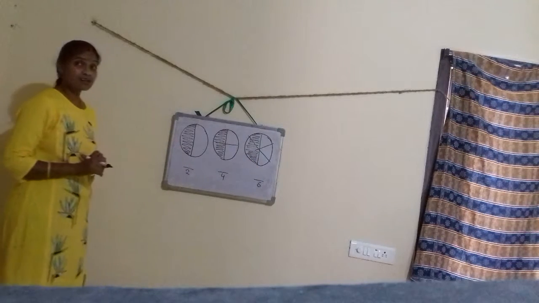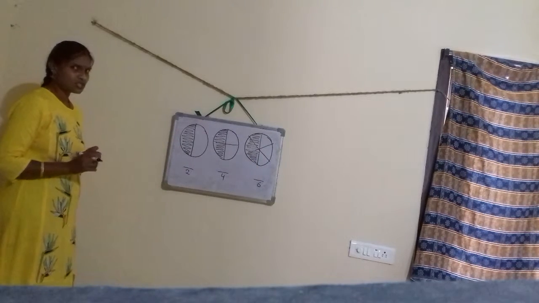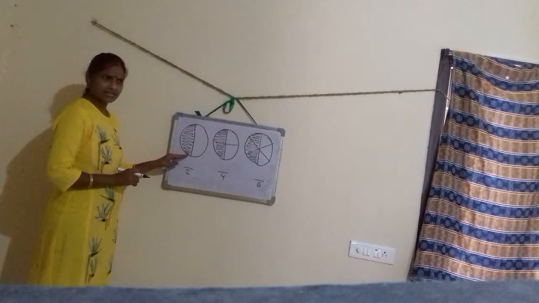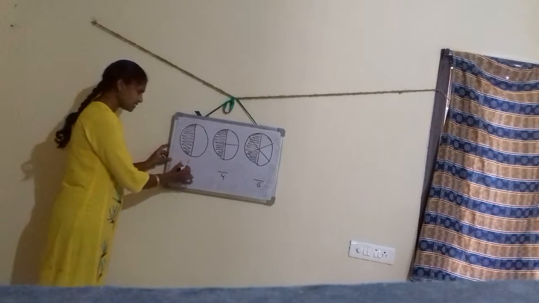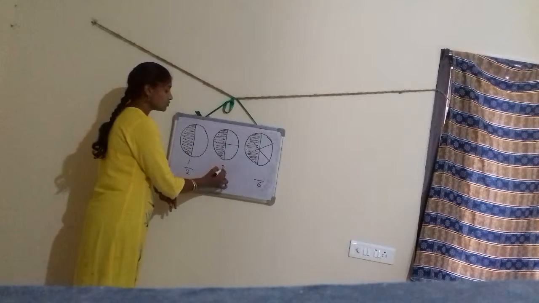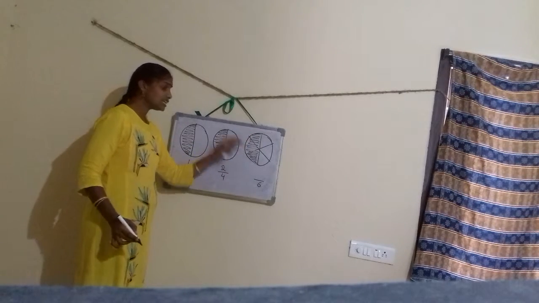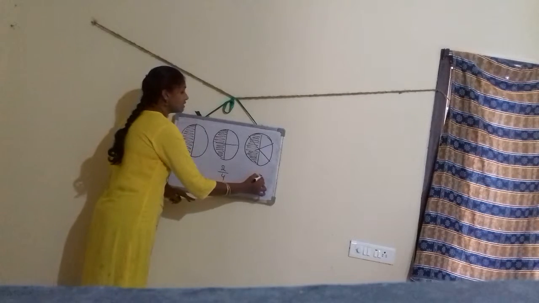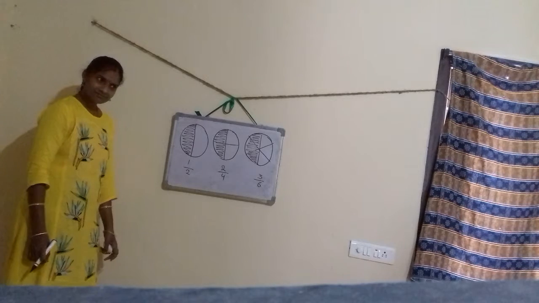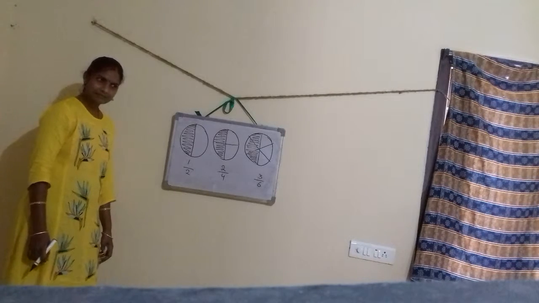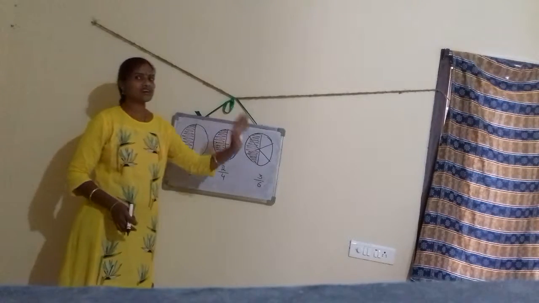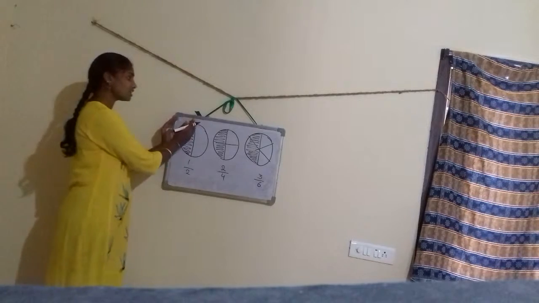So what is the shaded part as a fraction? In the first circle, one part is shaded, so it is represented as 1 by 2. Here 2 parts are shaded out of 4, so 2 by 4. Here 3 parts are shaded, so 3 by 6. Now you understand. Did you observe that all these are equal? Yes, all these fractions are equal because they are the same part of a whole.